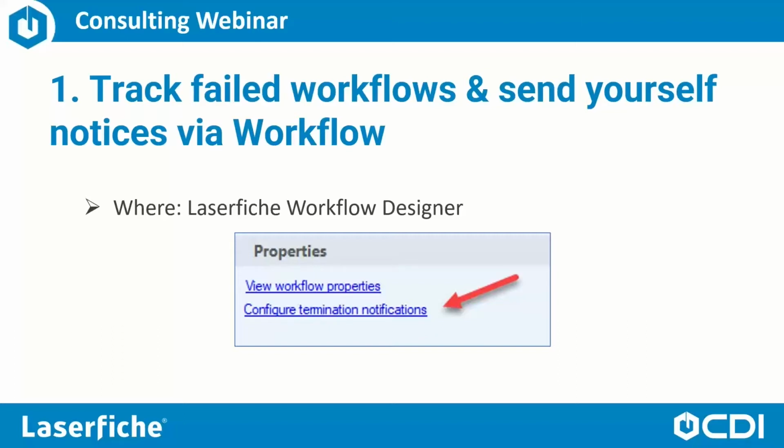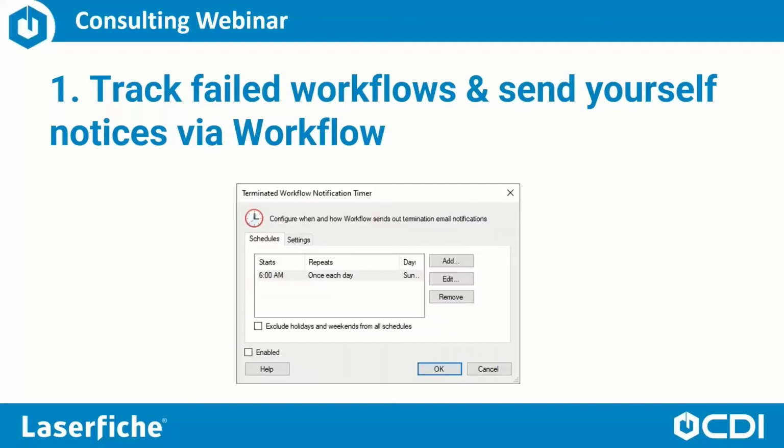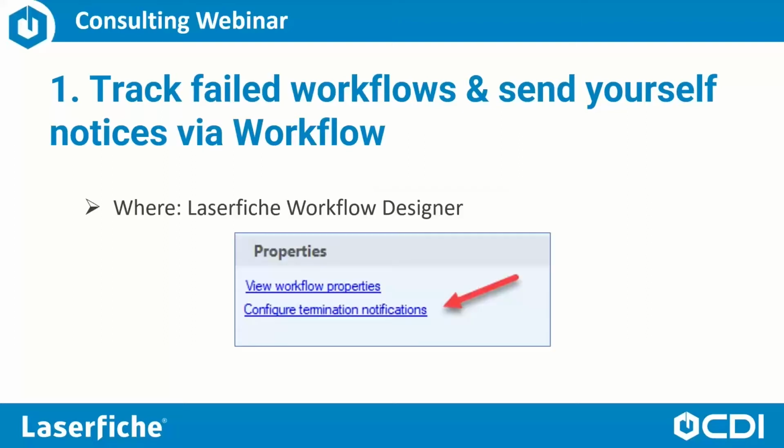When you're looking at the overall workflow design, down in the bottom right corner of the properties of that workflow, you'll see a configure termination notifications button like we see here. And that will allow you to view the termination emails and maybe even settings.